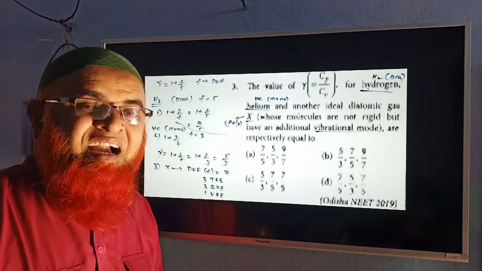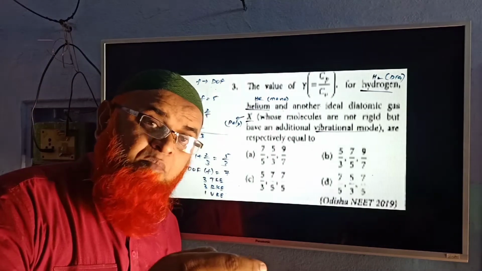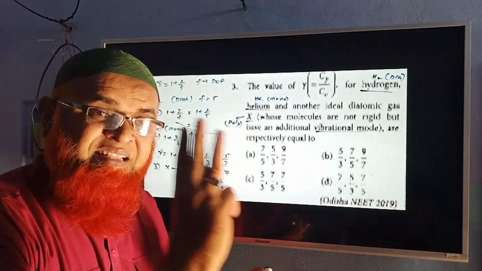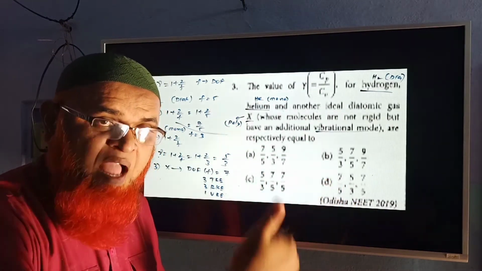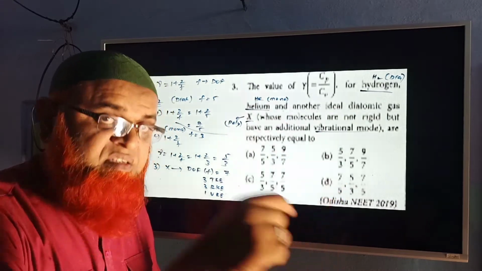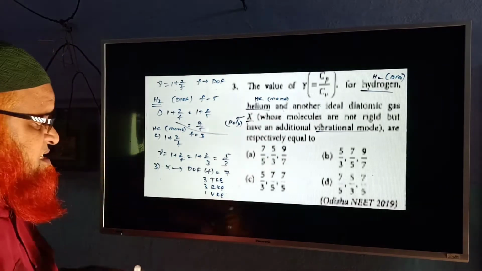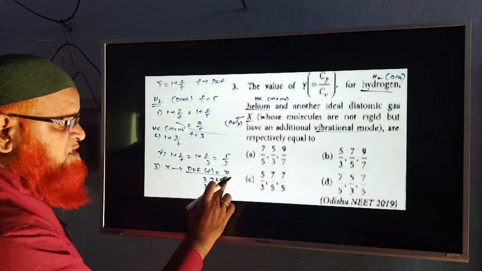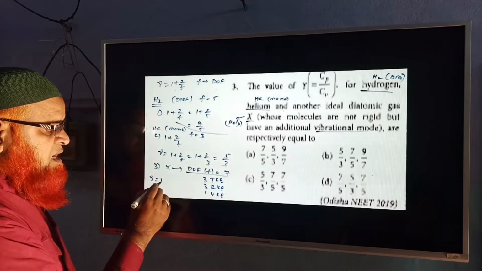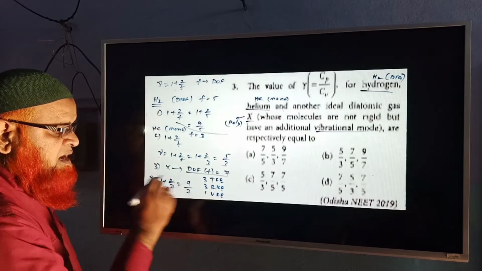So here, the degrees of freedom for a polyatomic molecule which also has a vibrational mode means it has 3 translational kinetic energies, 3 rotational kinetic energies, and 1 vibrational kinetic energy. Understood? So therefore, what are you going to do now? You just take the degrees of freedom for X, which is going to be 7. Therefore, gamma is going to be 1 plus 2 by 7, which is equal to 9 by 7.